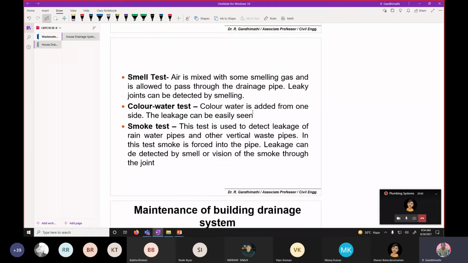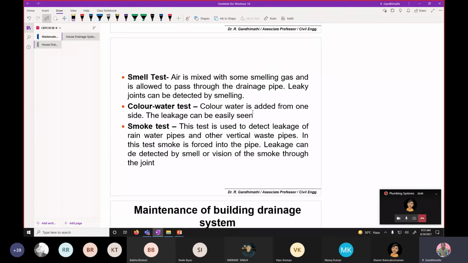In the smell test, they will mix the air with some smelling gas, and then pass it through the drainage pipe. Then leaky joints can be easily detected by smelling the drain pipes from outside. Then we can easily identify the leakage locations.